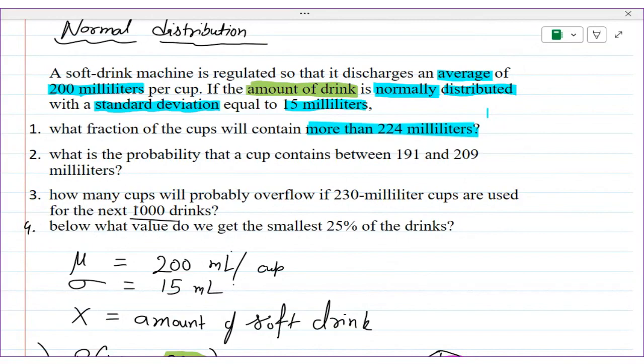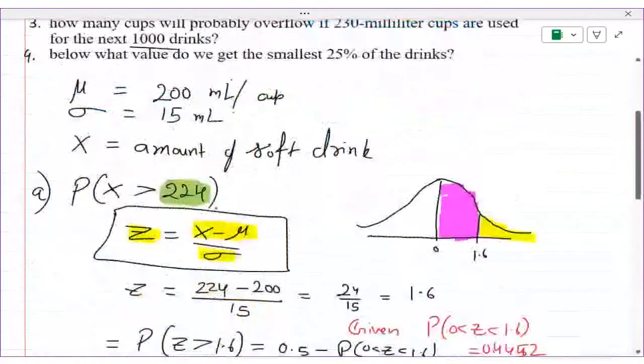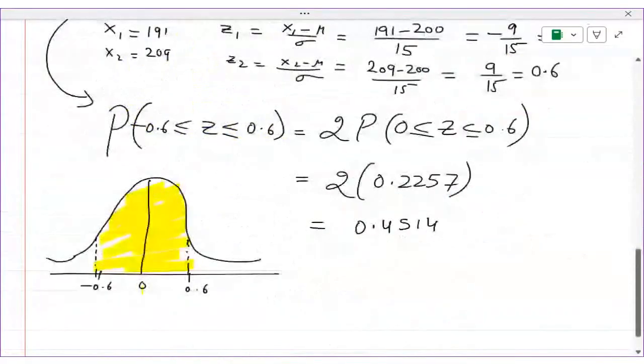How many cups will probably overflow if 230 milliliter cups are used for the next 1000 drinks? So out of 1000, how many cups will overflow? Okay, and what is the capacity of the cup? 230 milliliters. So first we'll find what are the chances that we will get a soft drink of more than 230 milliliters, that the amount of soft drink is more than 230 ml in a particular cup.